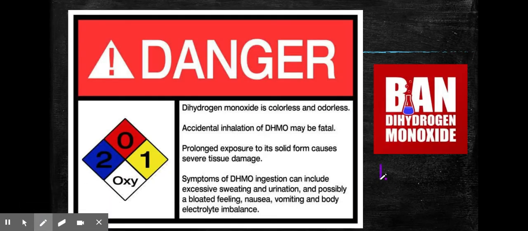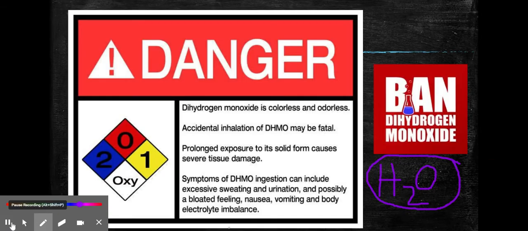Let's write the formula. Dihydrogen, so 1, 2 hydrogens. Monoxide, so 1 oxygen. You don't know that as dihydrogen monoxide, right? We know this as water.